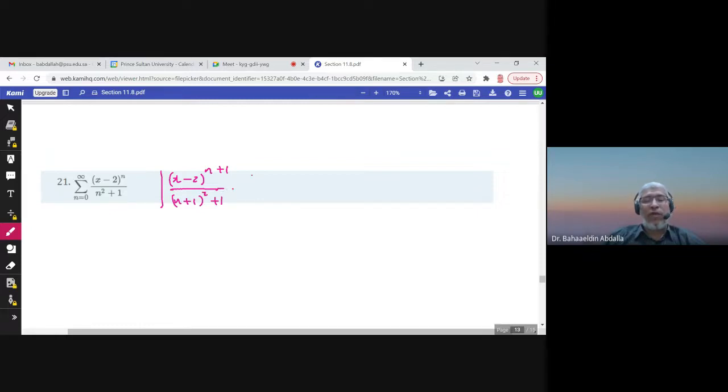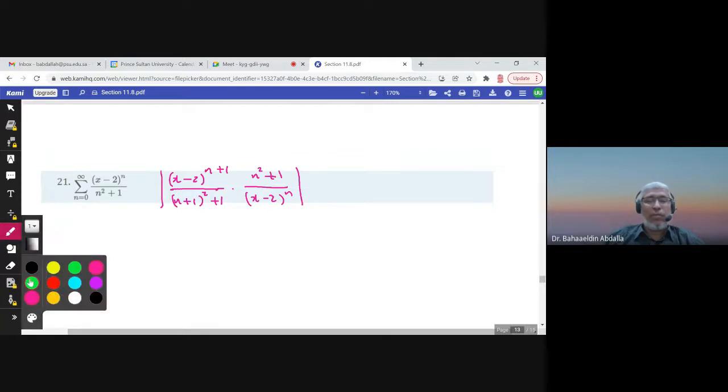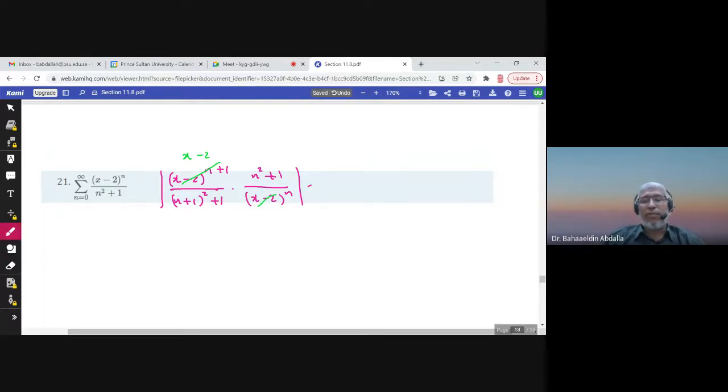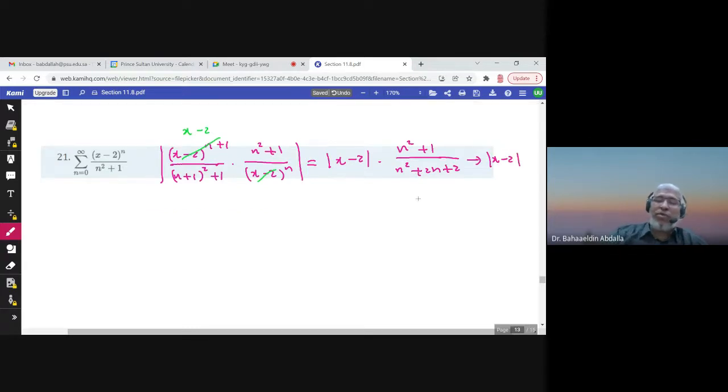The reciprocal of an cancel, and we will have absolute value of x minus 2, and we have n squared plus 1 over, if you expand this, n squared plus 2n plus 2. And the limit of this when n goes to infinity is 1. So the limit will be absolute value of x minus 2.